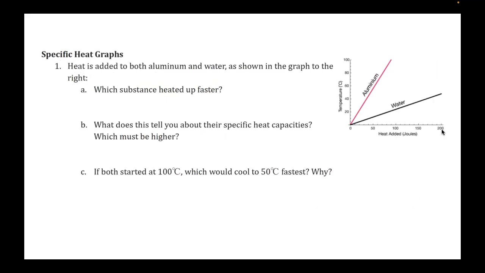We can also look at graphs like specific heat. It says heat is added to both aluminum and water as shown in the graph to the right. Read the labels on the graph and look at these lines and answer those questions. Pause the video, answer those questions, and again, we'll talk about them next week.